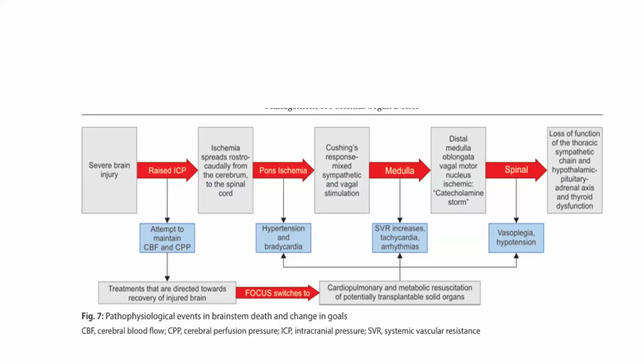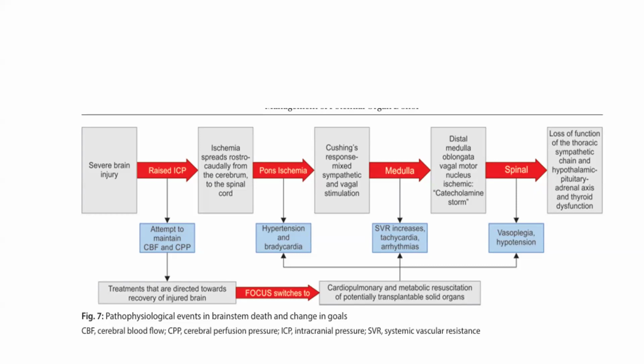Then, because of the increased ICP, there will be ischemia spreading rostrocaudally, from the cerebellum to the spinal cord. When there are ischemic changes in the pons, it results in hypertension and bradycardia, the Cushing response, mixed with sympathetic and vagal stimulation. If ischemic changes proceed towards the medulla, there will be a rise in systemic vascular resistance, tachycardia, and arrhythmia. Distal to the medulla oblongata, the vagal nucleus becomes ischemic, and it results in a catecholaminergic storm. Then, when it proceeds to the spinal level, it results in vasoplegia and hypotension.